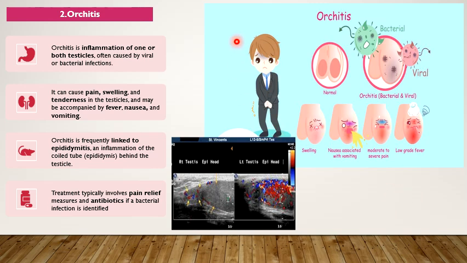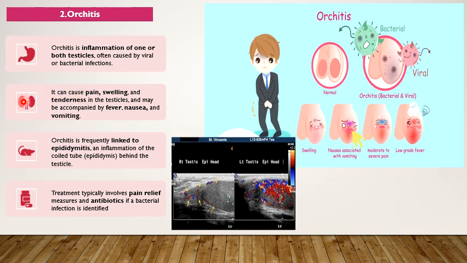And another important one is orchitis, which occurs together with epididymitis. It is inflammation of the testis, usually due to a virus. Sometimes it can also be bacterial, especially sexually transmitted diseases such as gonorrhea. It can cause pain, swelling, and tenderness in the testicles, and may be accompanied by fever, nausea, and vomiting. So the presentation is quite similar to torsion.